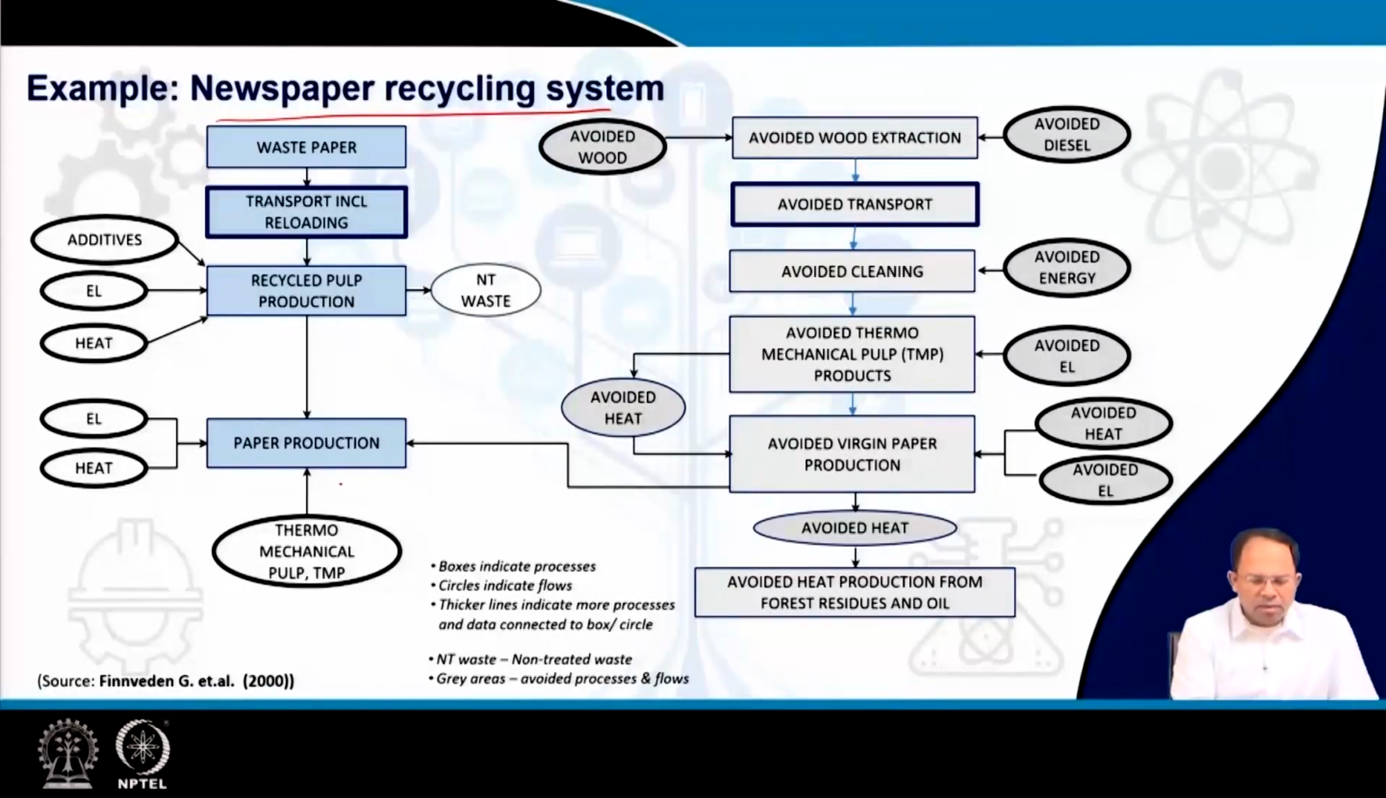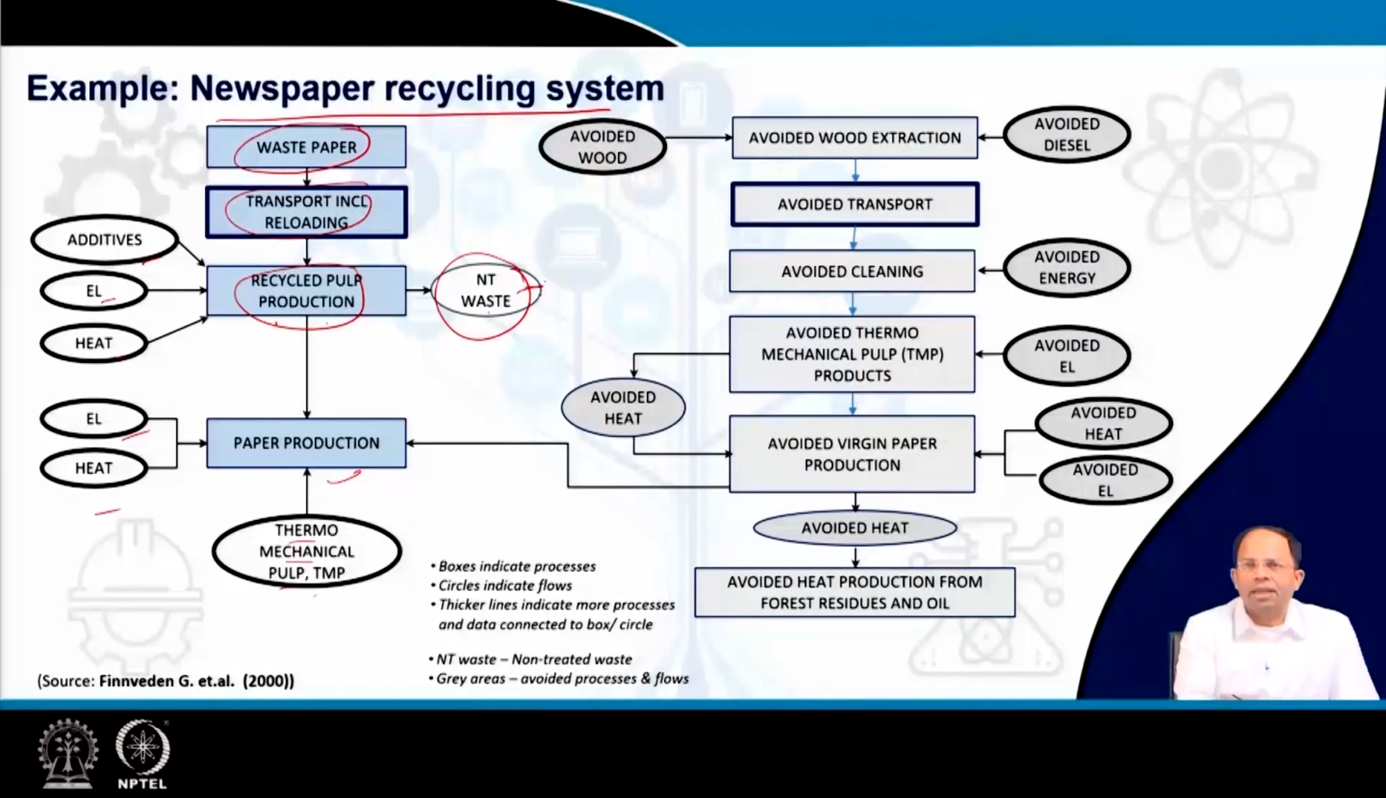Paper production requires thermomechanical pulp production. Some amount of electricity and heat is given to do this process, and this could be augmented, or we can reduce virgin material use by using recycled pulp production. But recycled pulp production requires first collection of waste paper, then transport and reloading of this paper to the processing center or pulp production center. The pulp production process requires additives, electricity, heat, and it also generates some amount of non-treatable waste which has to be taken to the landfill site.